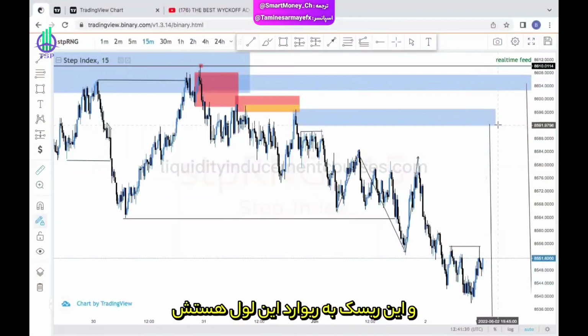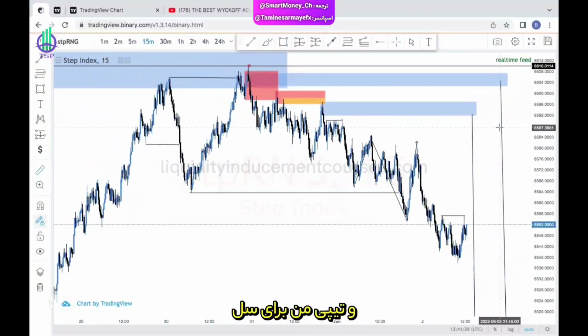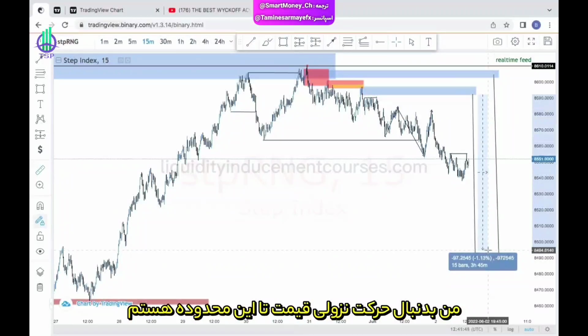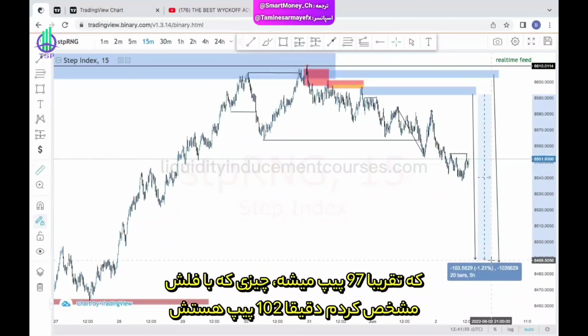Now, this is a risk to reward ratio. I have approximately 4 pips here. And then my take profit for a sale is, I'm looking forward to taking price downward back here into this area, approximately 97 pips, or from what I have exactly in mind, 102 pips.